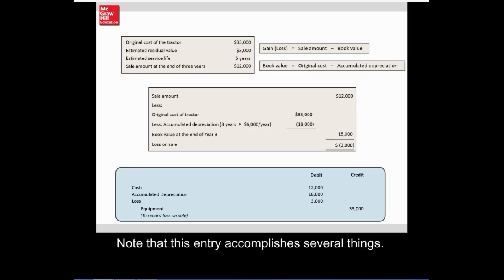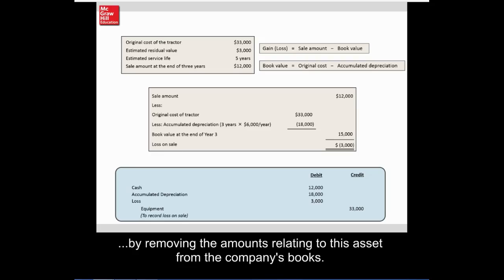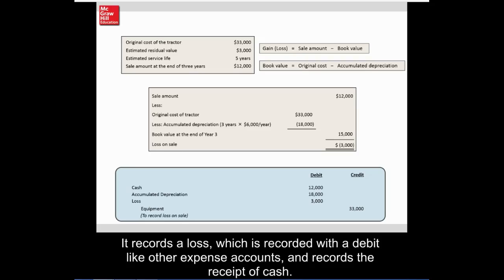Note that this entry accomplishes several things. It updates the balances in the accumulated depreciation and equipment accounts by removing the amounts relating to this asset from the company's books. It records a loss, which is recorded with a debit like other expense accounts, and records the receipt of cash.